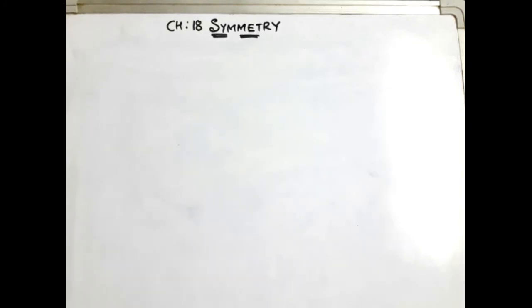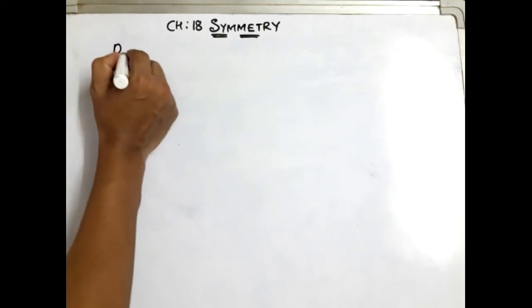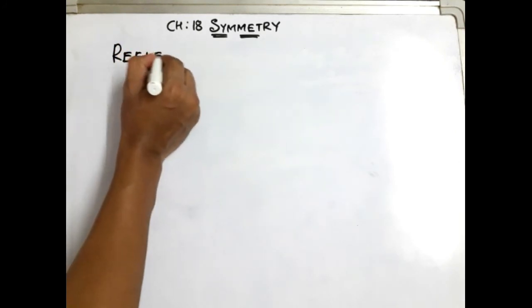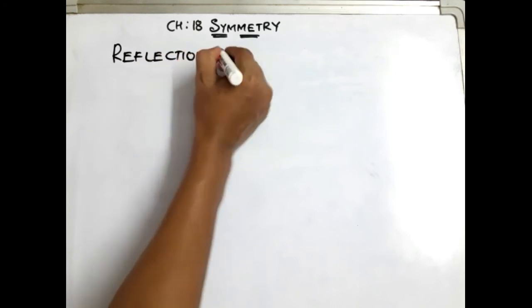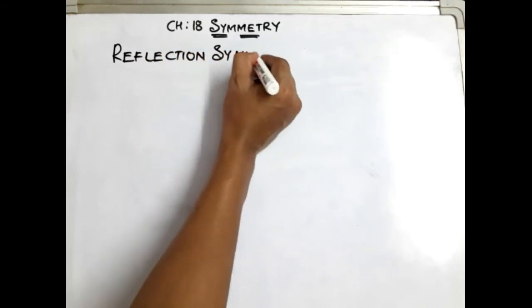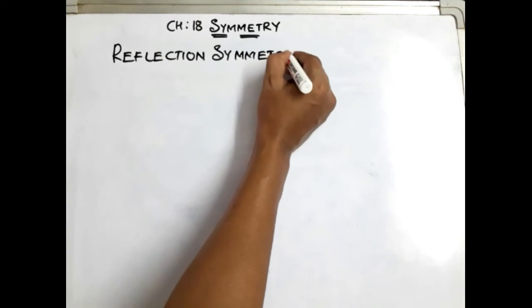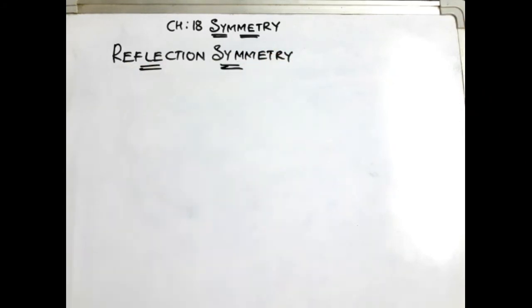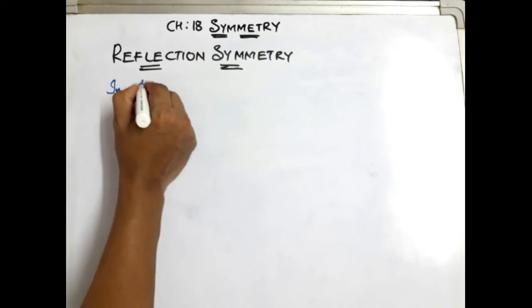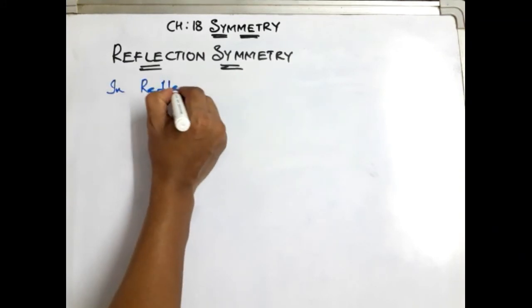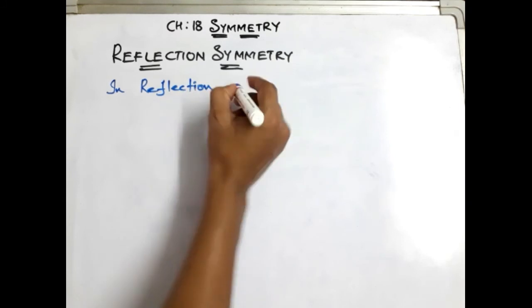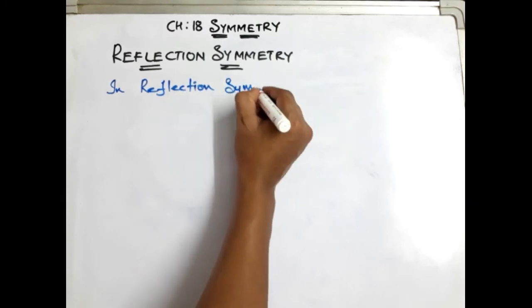Okay, now the reflection symmetry. One of the subtopics of symmetry is reflection symmetry. Okay, look. The concept which we have learned is almost equal to reflection symmetry. So I will show you again. Please follow me. In order to find out whether the given figure or object has reflection symmetry or not, we have to follow this procedure.